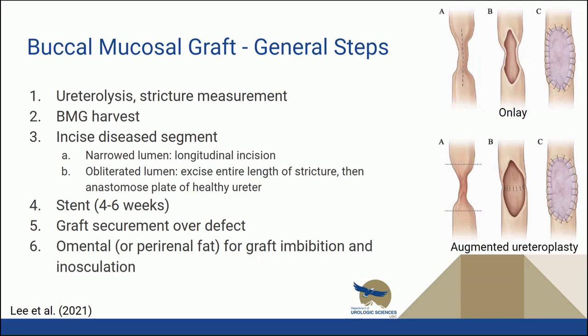And so these are the general steps: the ureteral lysis, followed by the buccal mucosa graft harvest, incision of the diseased segment, stenting, and then graft securement over the defect, followed by an omental overlay for graft imbibition and inosculation.